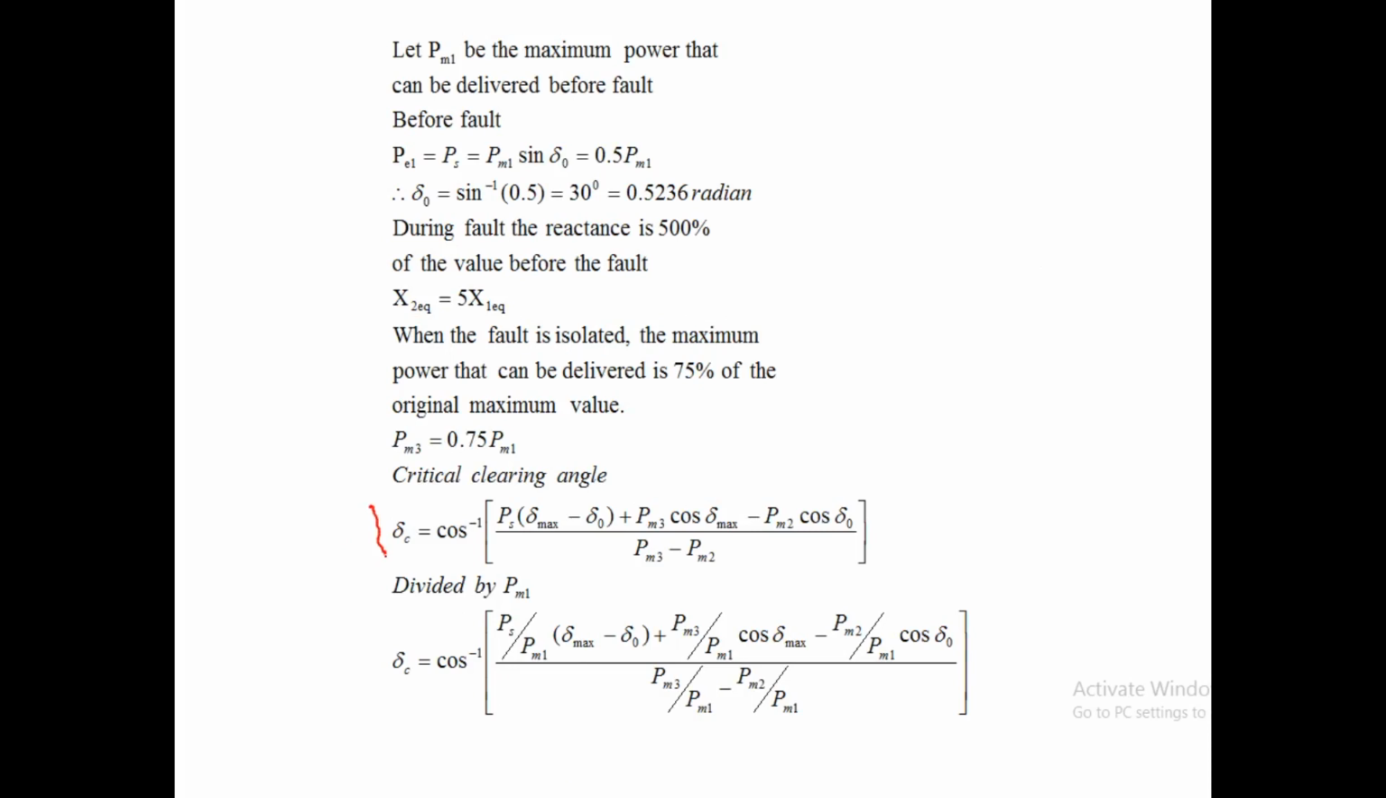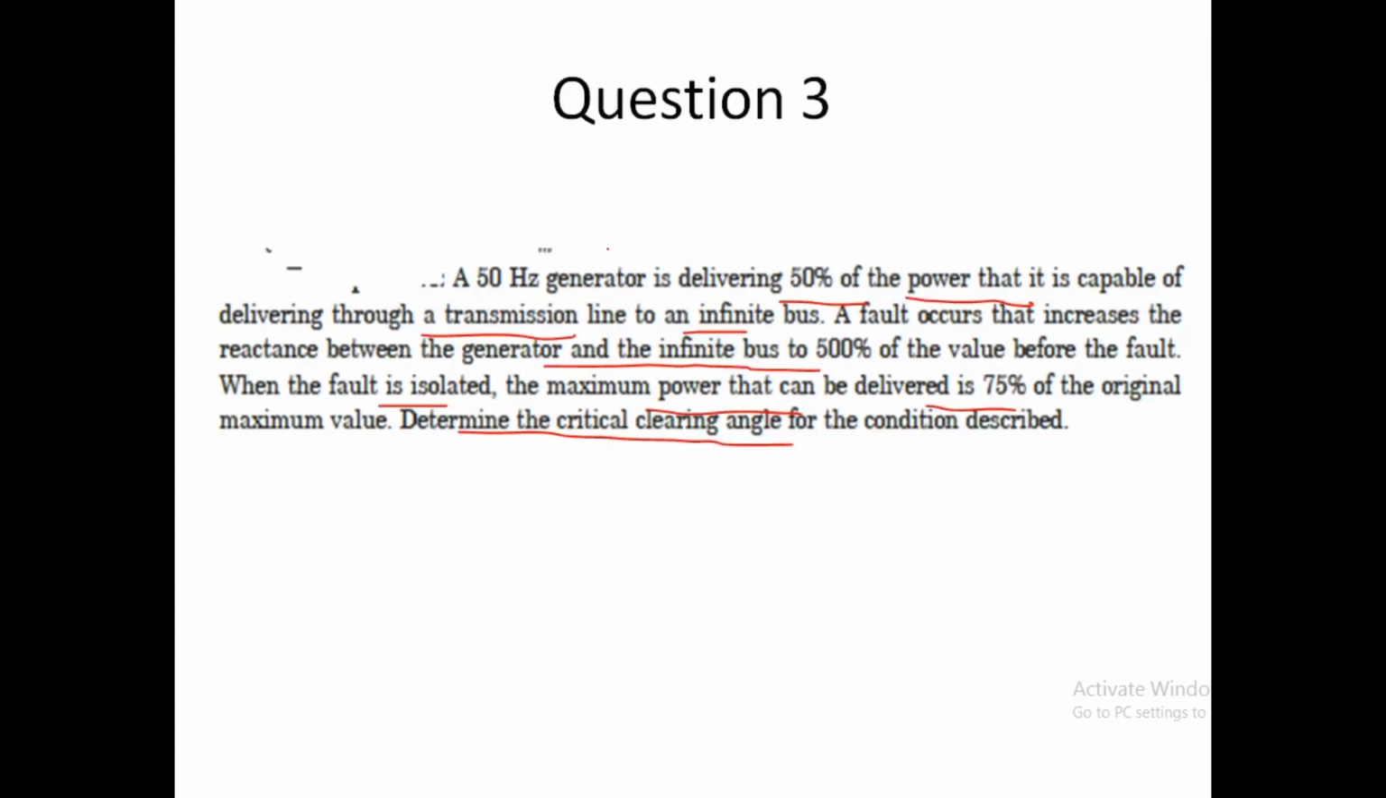This is the equation: delta C equals cos inverse of [PS into (delta max minus delta 0) plus PM3 cos delta max minus PM2 cos delta 0] divided by (PM3 minus PM2). Just check which data are given here. PM1 is the maximum power that can be delivered before the fault. So before the fault, what is given?